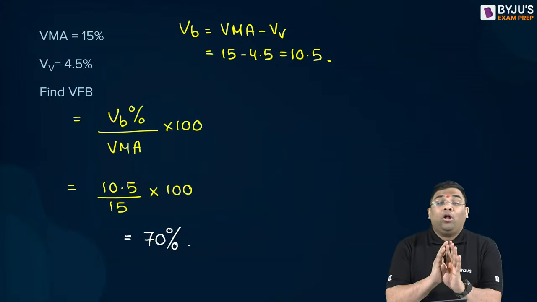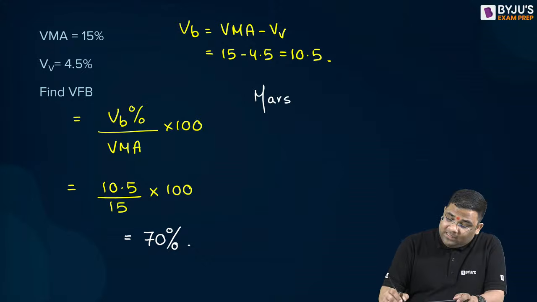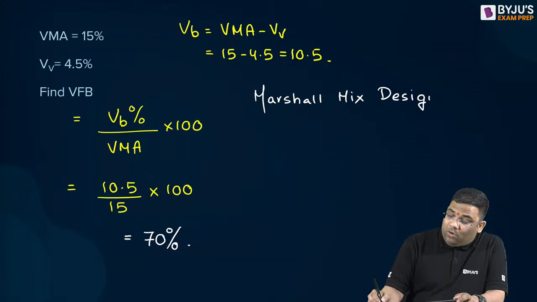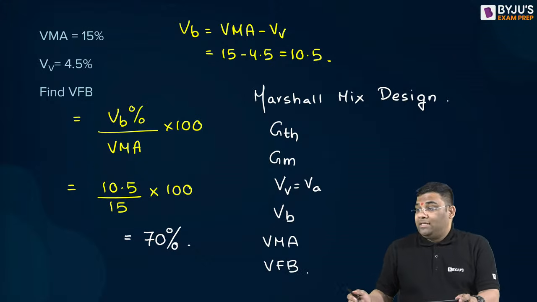We saw all the basic formulas of Marshall mix design. Marshall mix design is nothing but the bitumen mix design, right? In this, they ask you all these parameters: GTH, GM, VB, or I can say air voids, then VB percentage bitumen, then the total voids, and then voids filled with bitumen. Hope you have enjoyed this particular lecture.